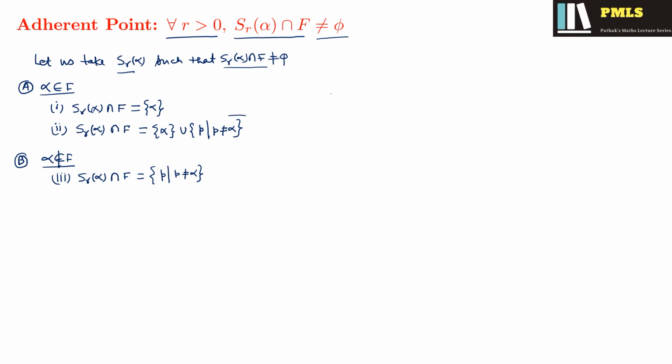So if we combine these two cases, then we can say that SR alpha contains at least one point P of F such that P is not equal to alpha. So there are two situations. One, when this intersection contains only the singleton alpha, and the second situation is when SR alpha contains at least one point P of F such that P is not equal to alpha.